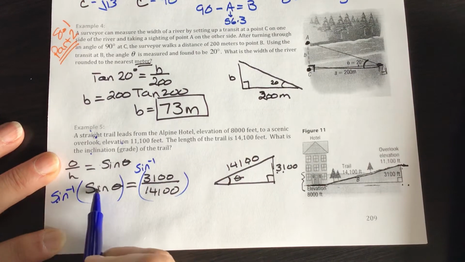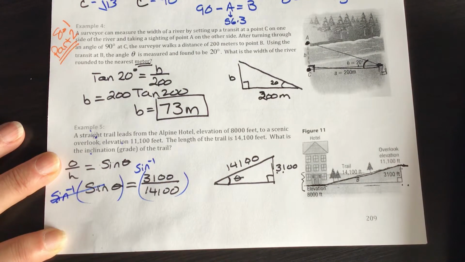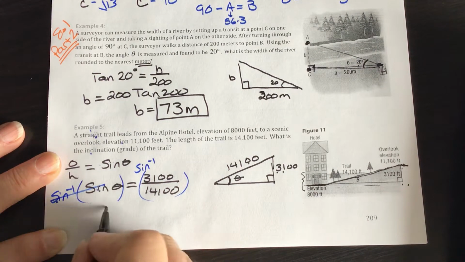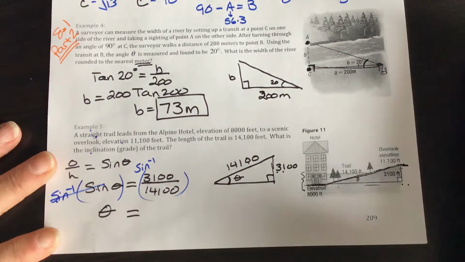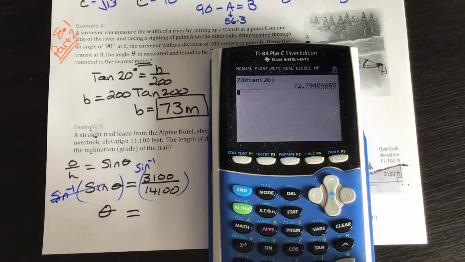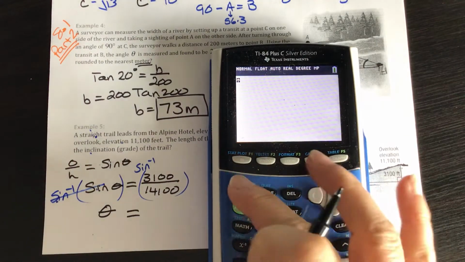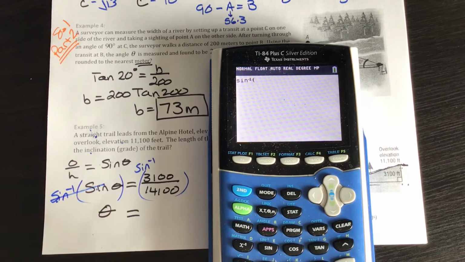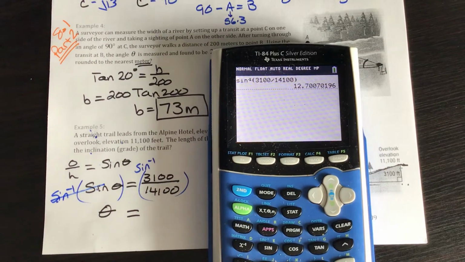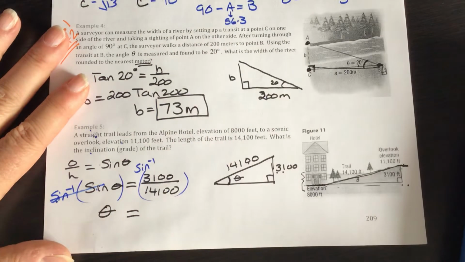So the sine inverse and the sine are going to cancel, and that means that the measure of my angle is going to be the inverse sine. So I'm going to do inverse sine, and then I can just type in that ratio, 3,100 divided by 14,100, and close the parentheses, and this will tell us the measure of the angle, which is about 12.7 degrees.